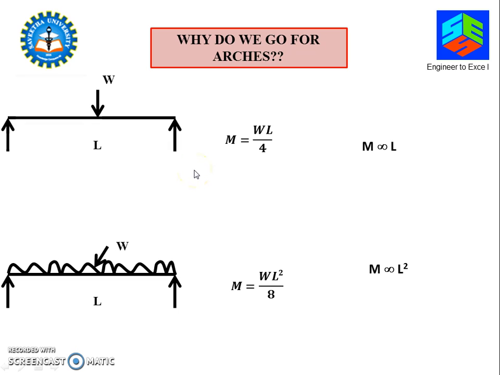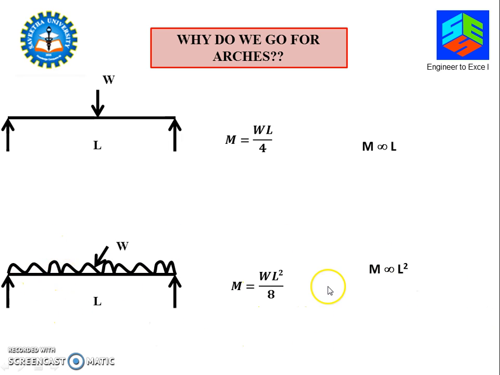Look at this case. This shows two simply supported beams. One is loaded at the center and the other has a UD load. From previous classes we know that the maximum bending moment is WL/4, and when it is loaded with the UD load, the maximum bending moment at the center is WL²/8. What does it show? In the first case, the moment is directly proportional to the span, and in the second case, the moment is proportional to the square of the span. You will experience this case in most practical situations.